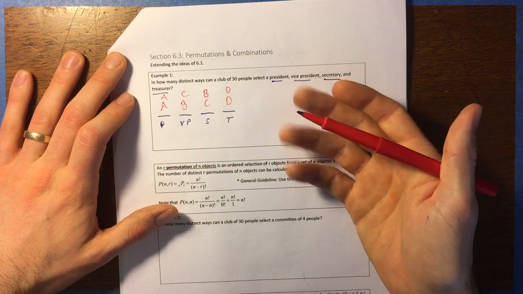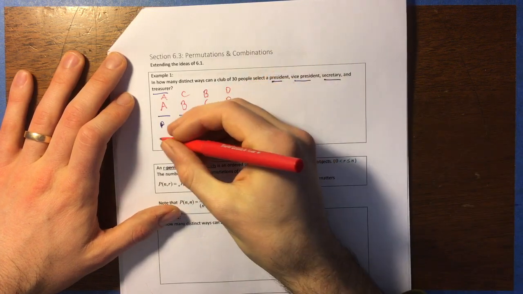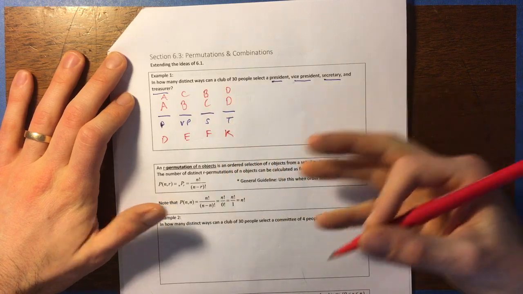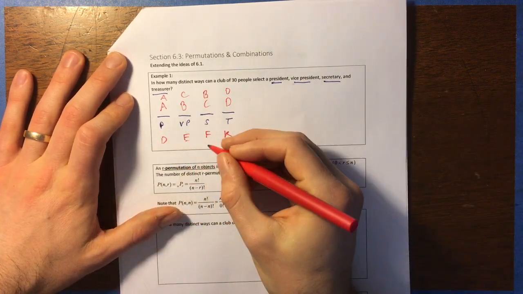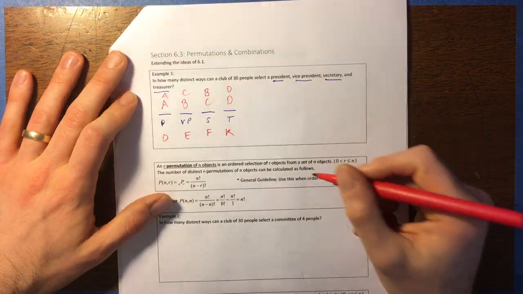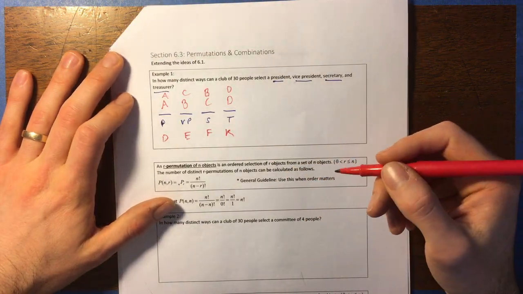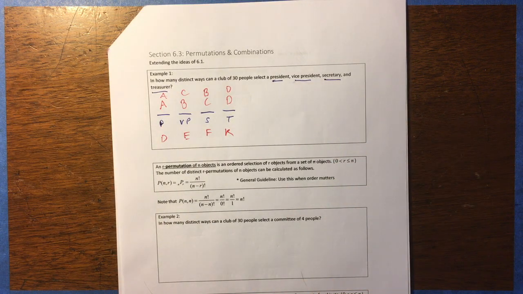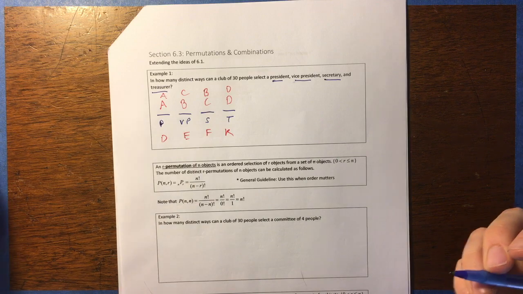Now, we could select a different set of people entirely. We could have selected like D, E, F, and K as our 4 people, and they could have been selected in any possible order, right? So the question here is, how do we do this? How do we count the number of different ways to do this? Well, we can do it with the multiplication rule.